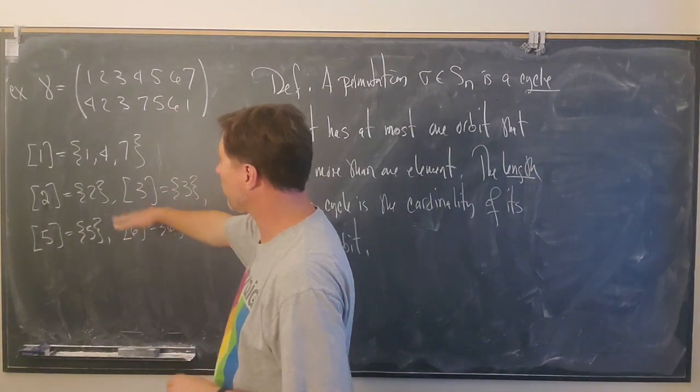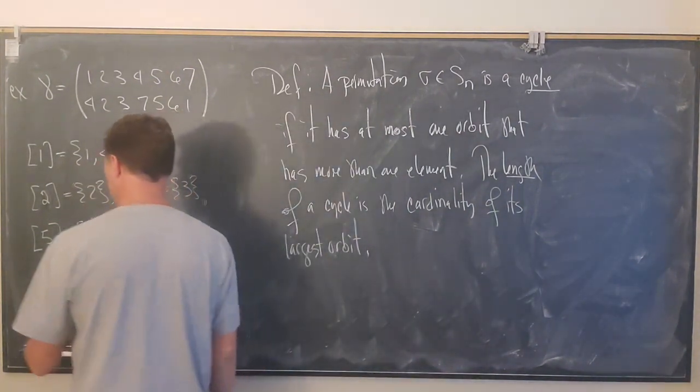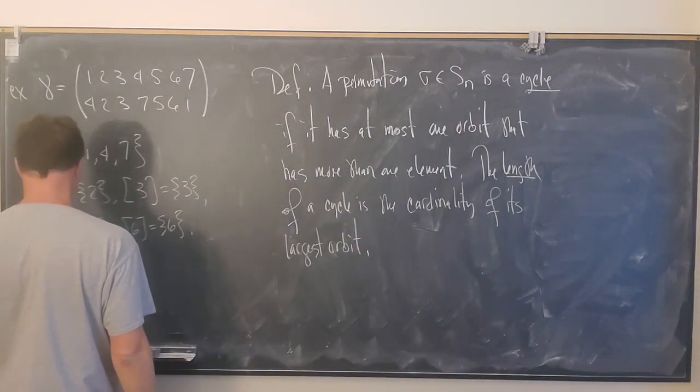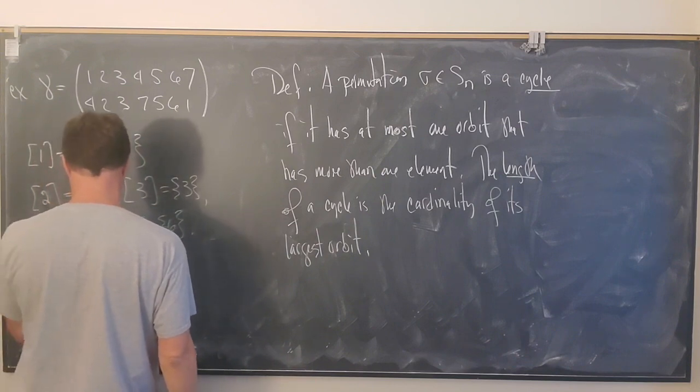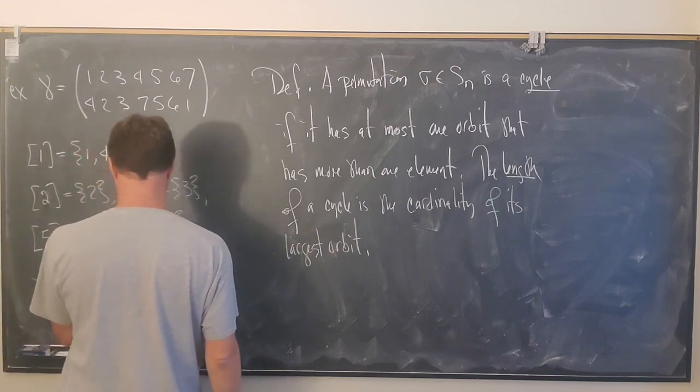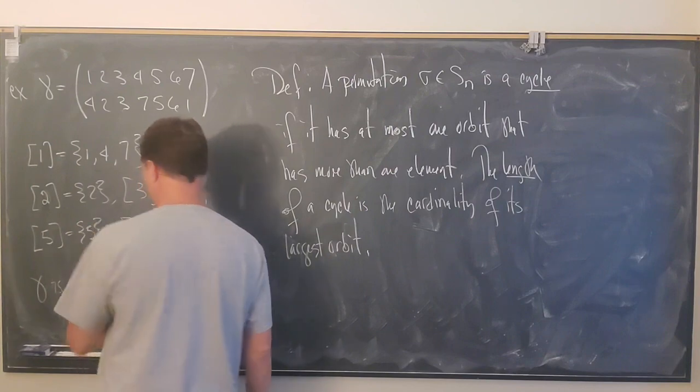We've got a cycle here of length 3. So gamma is a cycle of length 3.